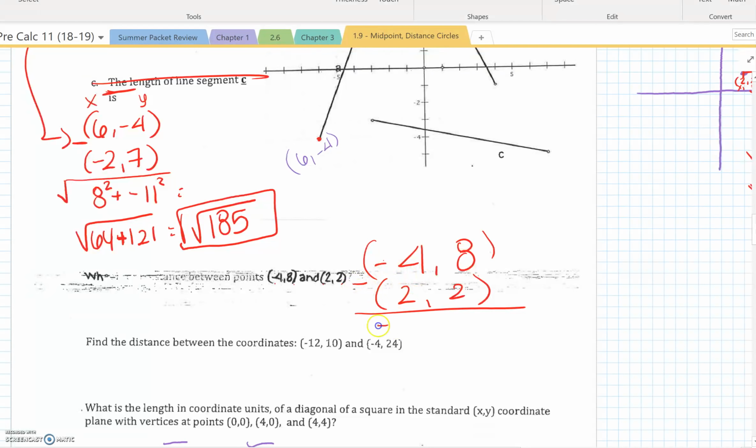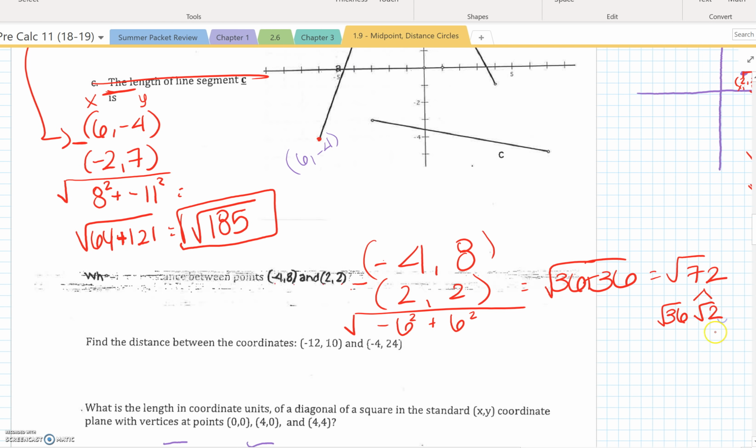-4 minus 2 is -6. 8 minus 2 is 6. Then I'm going to square them, add them, take the square root. This becomes the square root of 36 plus 36, which is root 72, which you can then factor out into root 36 and root 2, which makes sense.